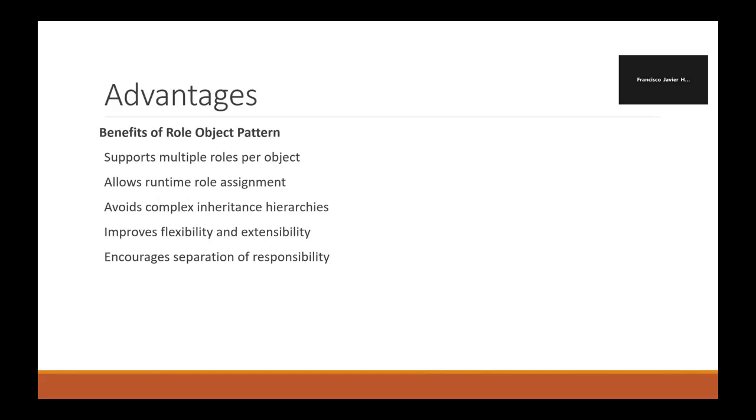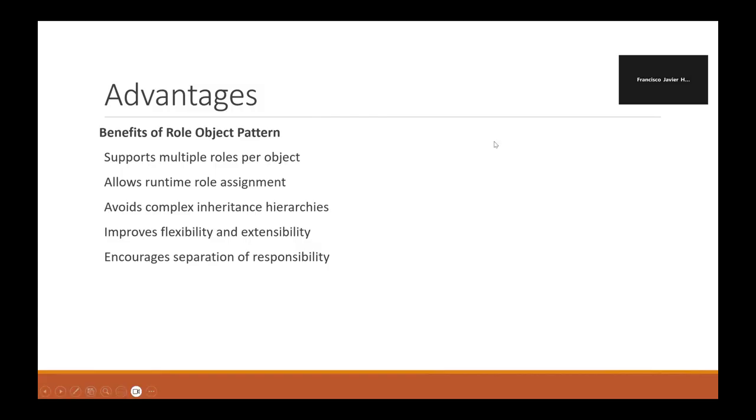So here are some advantages. The role object pattern has several advantages. It allows multiple roles per object and supports runtime role assignment. It also avoids complex inheritance hierarchies and improves flexibility and accessibility. Additionally, it encourages separation of responsibilities.